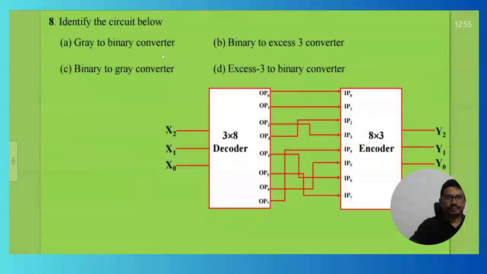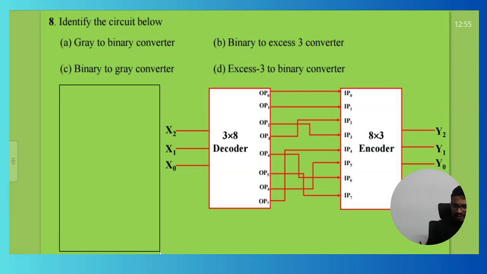Option B. Next one. Identify the circuit. They are asking what will be the circuit. So we can talk about the nature of the circuit based upon the input output relation. So we have taken some input and output. Let's analyze it. Inputs and outputs we'll see.